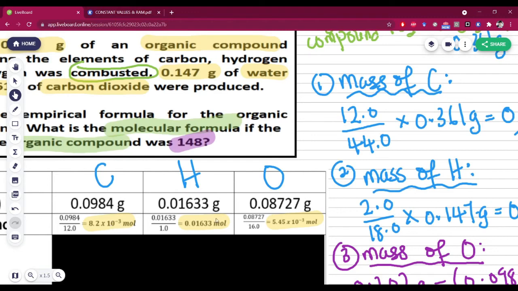Between this number and that number, the number of mole of oxygen and the number of mole of carbon, which one is smaller, do you think? Exactly. The number of mole of oxygen is smaller than the number of mole of carbon. They have the same exponent value, 10 to the power of negative 3, but 5.45 is smaller than this. This is bigger. Okay, it's a smaller number because it has an exponent of negative 3.